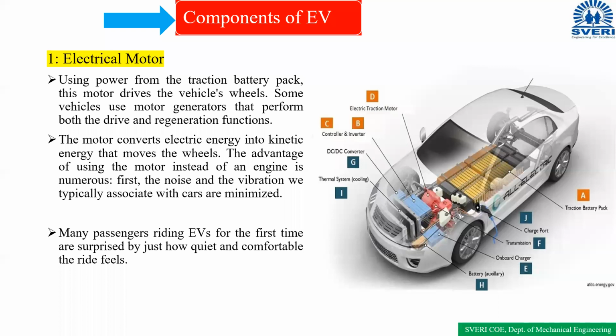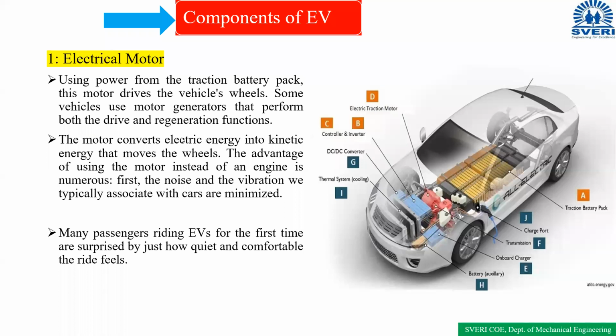Power converter, electrical controller, electrical motor, battery and charger: these are the main parts of the electrical vehicle. Here I will give only a brief description, and in the next lecture we will see which type of motors we are going to use. Using the power from the traction battery pack, this motor drives the vehicle wheels.